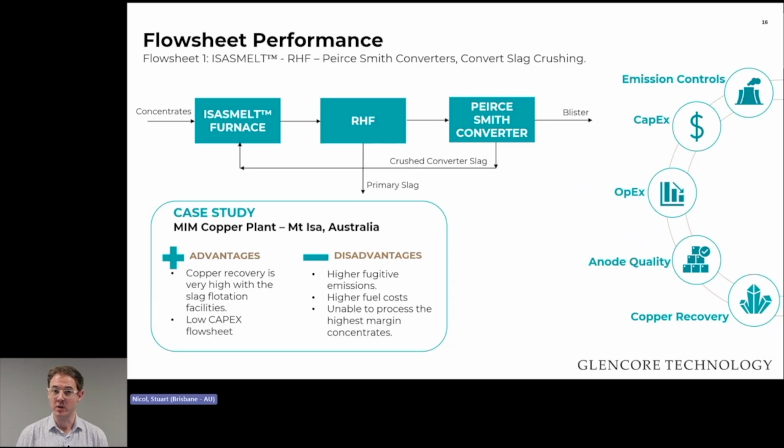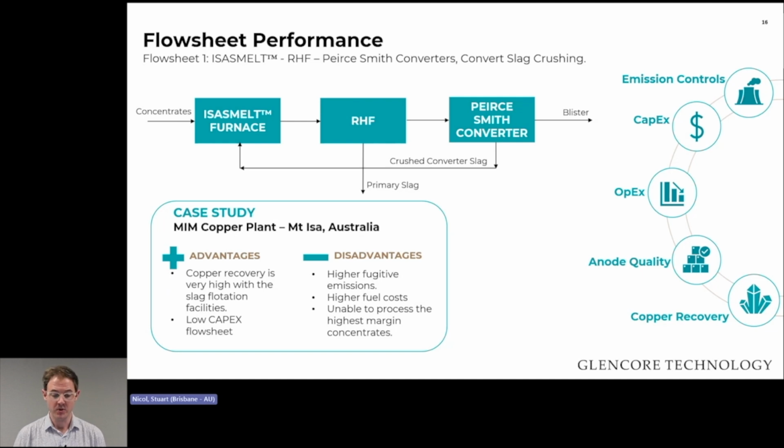Mount Isa Mine is an old historic site, and this plant went through a number of upgrades and installations over the years. So this is where the Isasmelt furnace technology and the rotary holding furnace technology was implemented. Now the rotary holding furnace technology here has a benefit because of the power costs, labour costs and fuel costs in the balance there. And this site has a very low capital cost, and it has a very good metal recovery because it uses slag flotation as well.